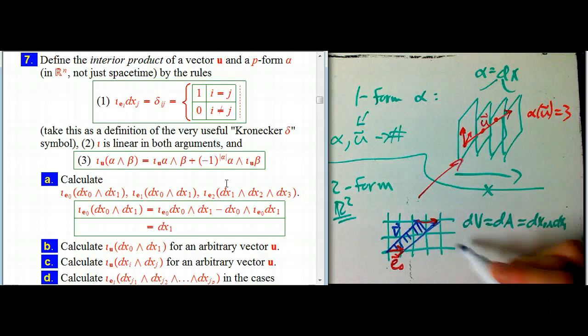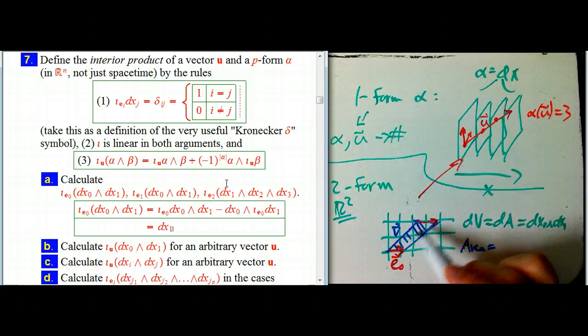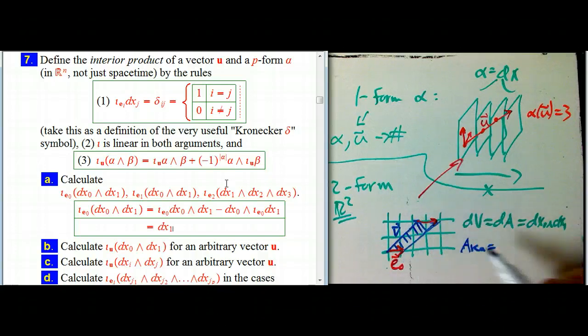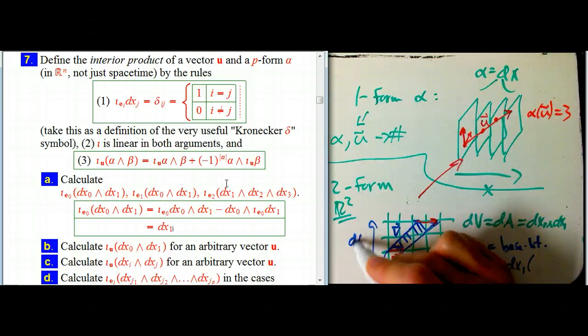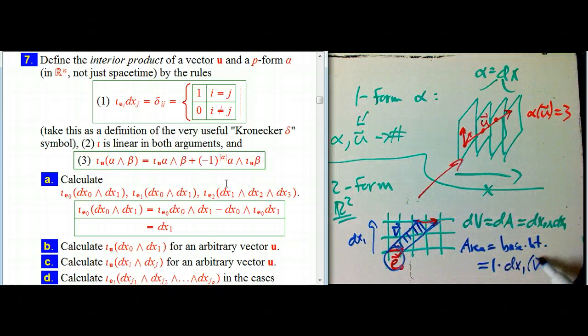Okay. Well, the area of that is dx naught wedge dx1 acting on the e naught and the v. The area is just base times height, which is 1, because we picked e naught to be just a unit vector, times the height of v. It's exactly how many bongs of the bell there would be if I took the dx1, which is going in that direction, and acted on v. And so that says that the machine I've actually created should just be the dx1 machine.